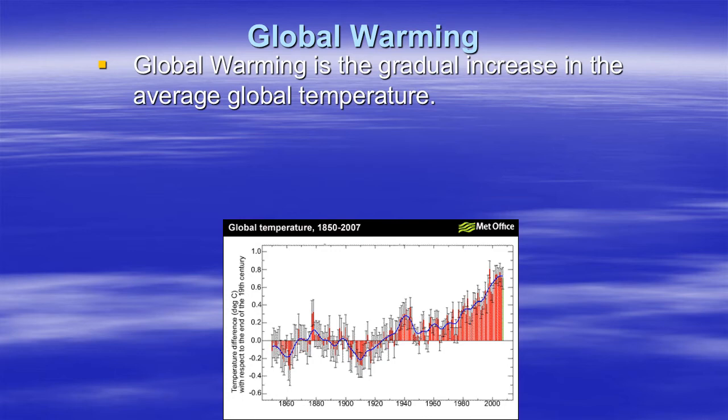Global warming. Global warming is the gradual increase in the average global temperature.